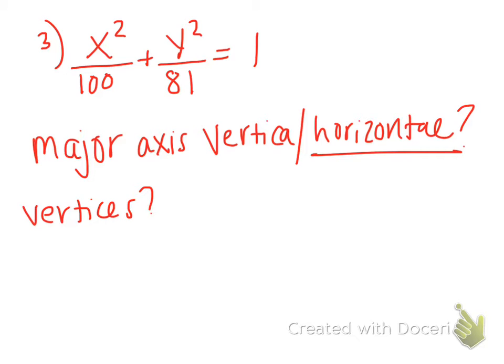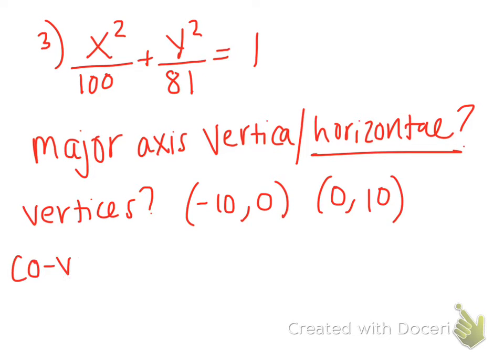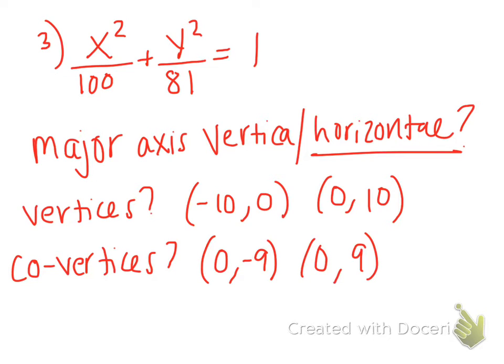And what are the vertices? -10, 0, and, oh, hey look, there's a mistake right there. That should be 10, 0. I'm not going to re-record this because it's almost 10 minutes. So, our vertices are at -10, 0, and 10, 0, and covertices are at 0, -9, and 0, 9.